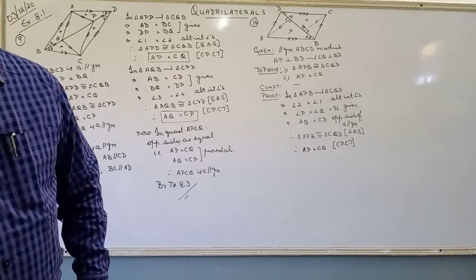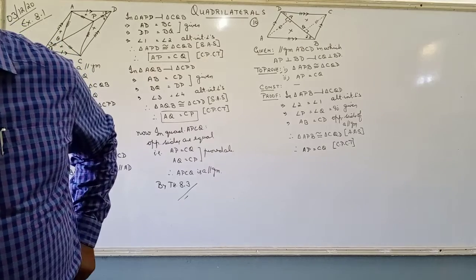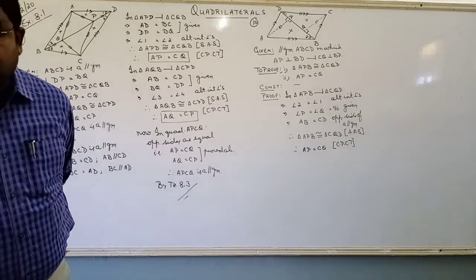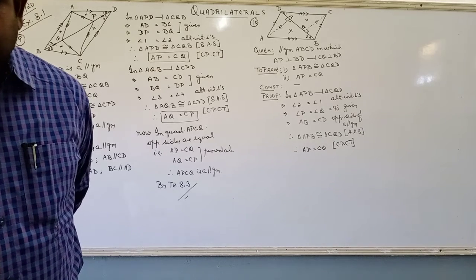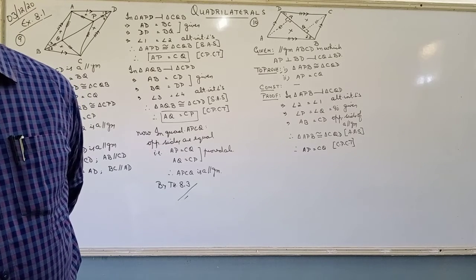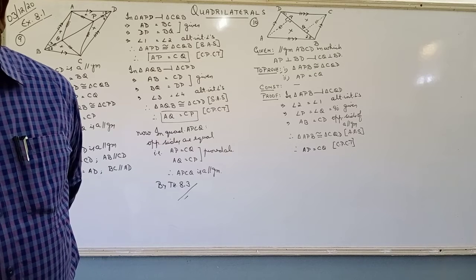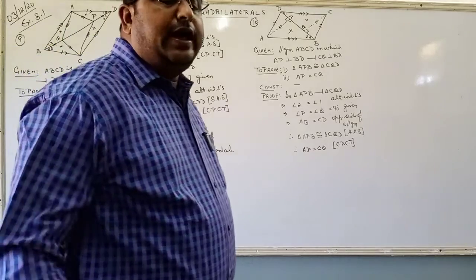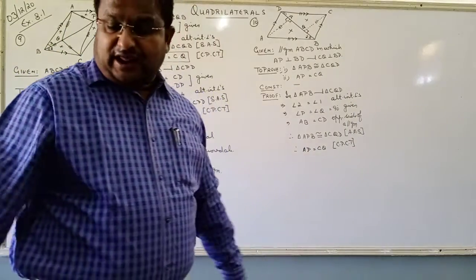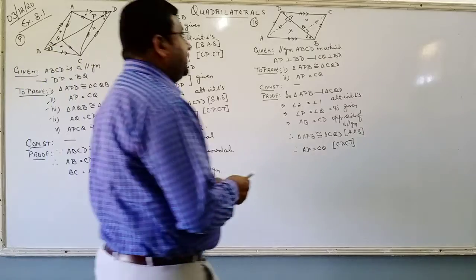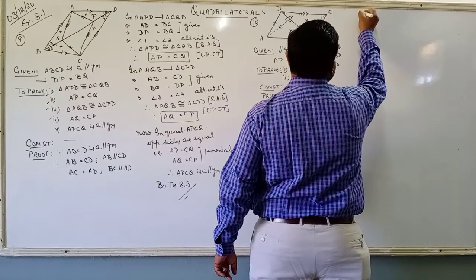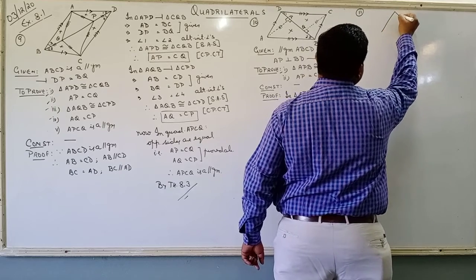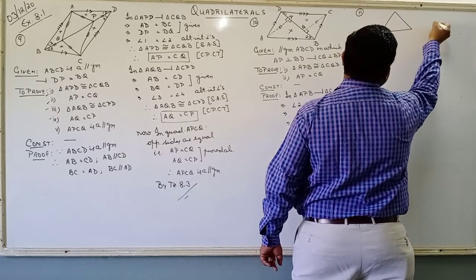Very easy question. In the given figure ABC and DEF, AB is equals to DE, AB is parallel to DE, BC equals to EF, BC is parallel to EF, and vertices ABC are joined to vertices DEF. Show that. Six things he wants us to prove. If we draw the figure, it is very easy. Let us draw the figure. Question number 11. ABC and DEF are two triangles.